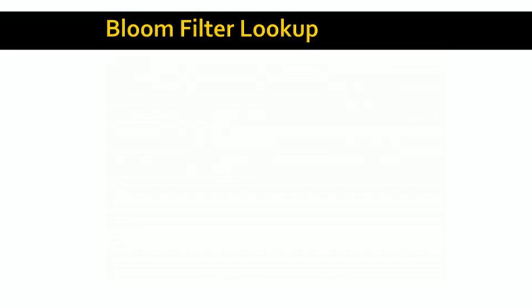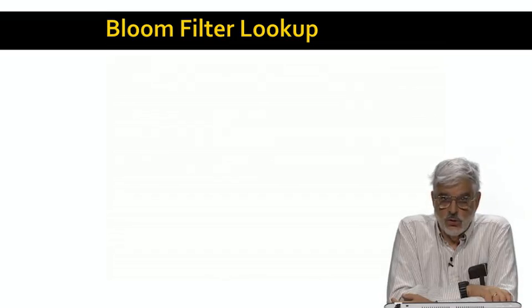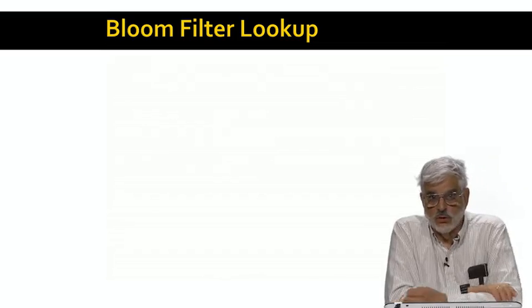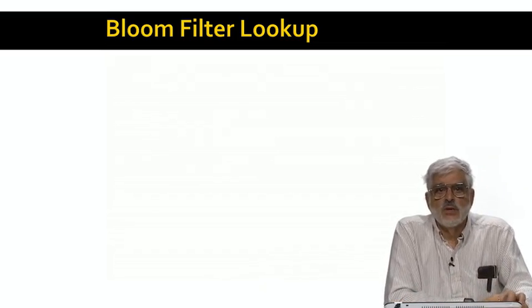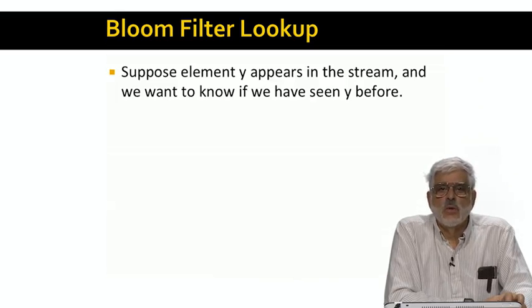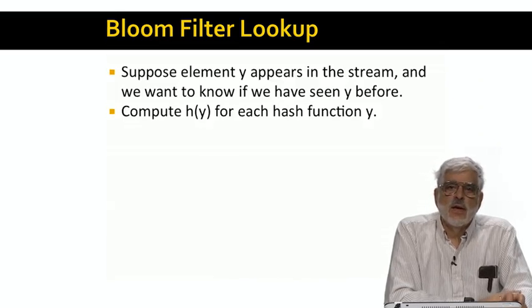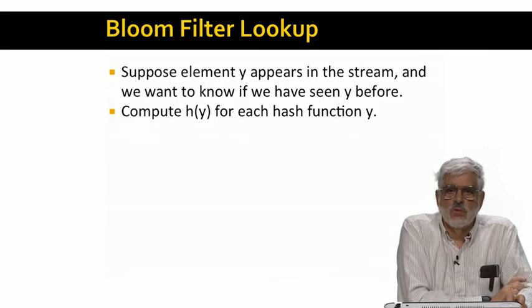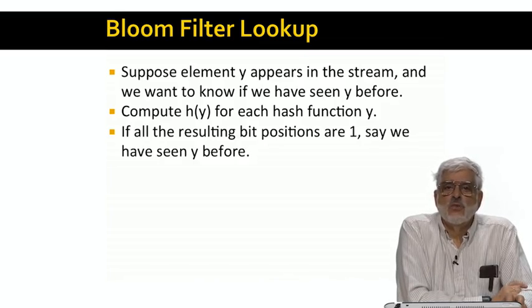We've seen how to set bits to 1 when we add elements to the set we're representing with the Bloom filter. Now we need to learn how to test an element for membership in the set. Let the element we want to test be y. Apply each of the hash functions associated with the Bloom filter to y. That gives you a set of positions. If all these positions are 1, then we say y was seen before.